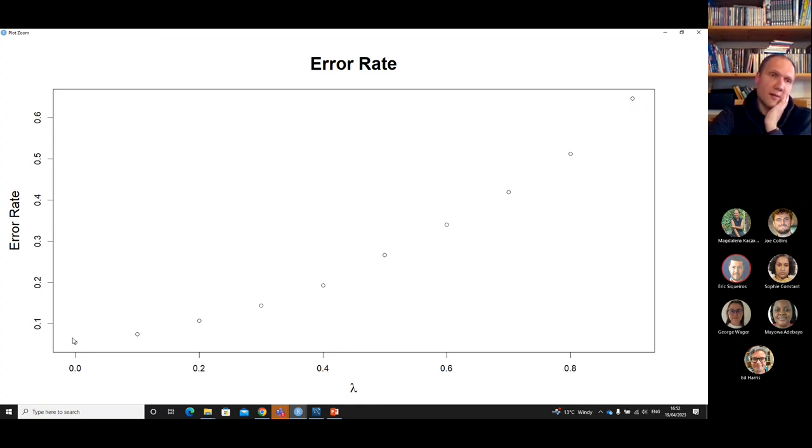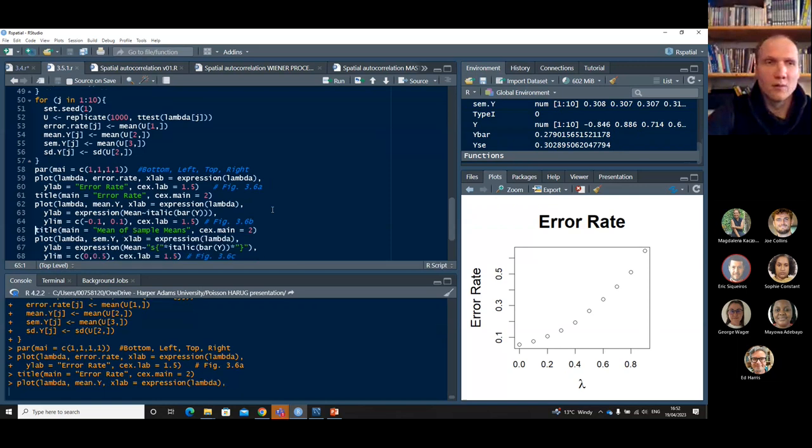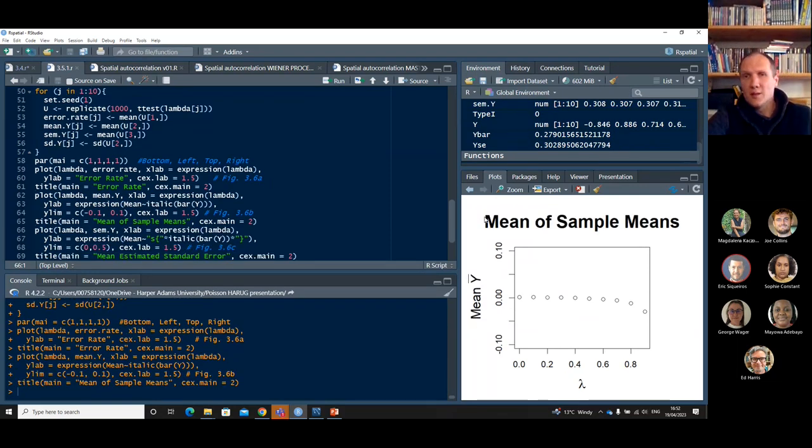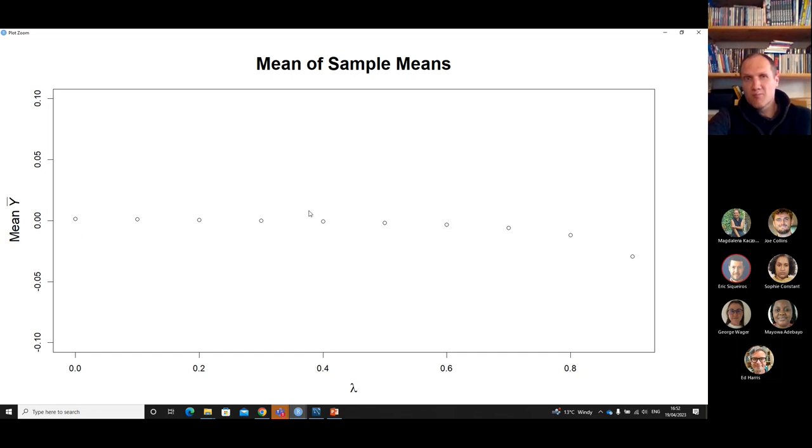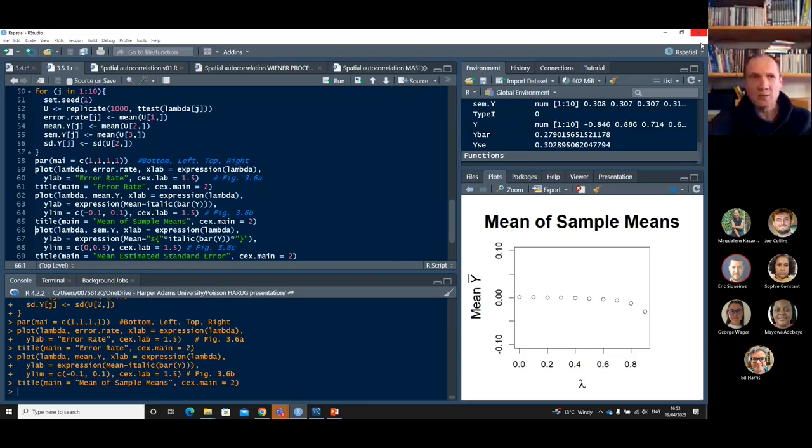For zero, the data are not spatially correlated, and we've got that error rate around 0.5 in the t-test. With increasing lambda, the error rate rises dramatically. We can see, as I showed before, that the mean of sample means is basically the same. Here is some artifact which is also explained in the book, but it does not depend on lambda. That's the same effect as I presented with the plants: the same number of plants in the field, and the only effect on the statistical test is from the spatial distribution.